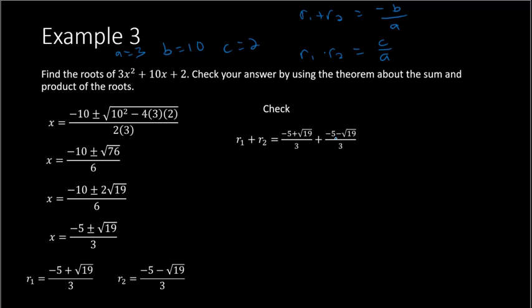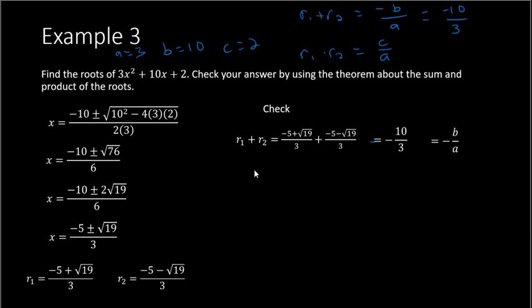So if you add these together, notice when you add the numerators, you have negative 5 plus negative 5, which gives you negative 10. And the square root of 19 plus a negative square root of 19 would cancel out. So you're left with negative 10 over 3. Does that equal negative b over a? Well, negative b would be negative 10, over a, which is 3. So yeah, that is the same thing as negative b over a. So that concludes that that part is correct.